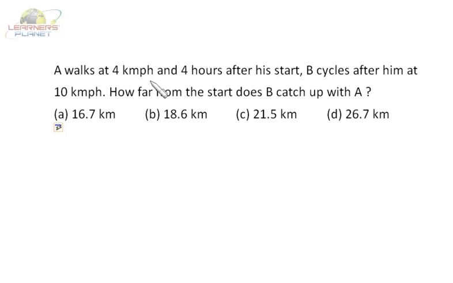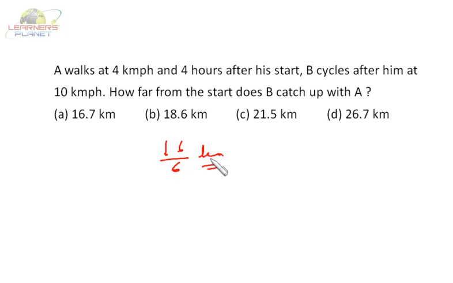So before B starts, A is 16 kilometers away from that particular place. Now, what is the gaining speed of B? That is 6 km per hour. That means to gain 16 kilometers, it has to run for 16 by 6 hours. Okay. And what is his speed? It is 10 km per hour.